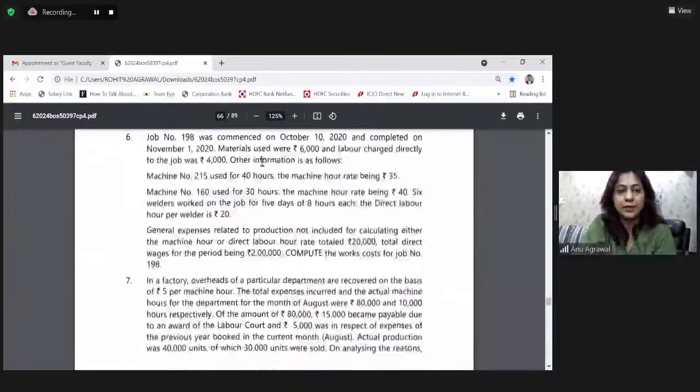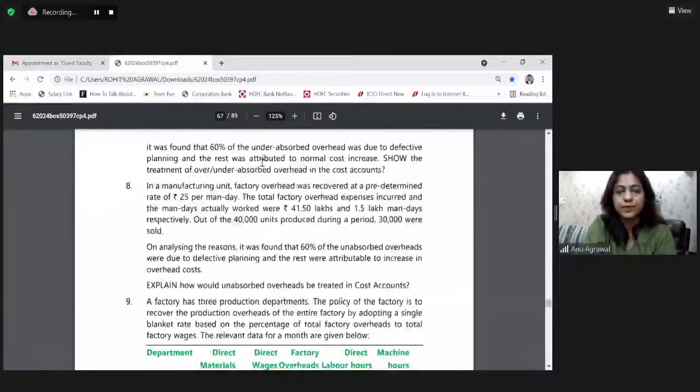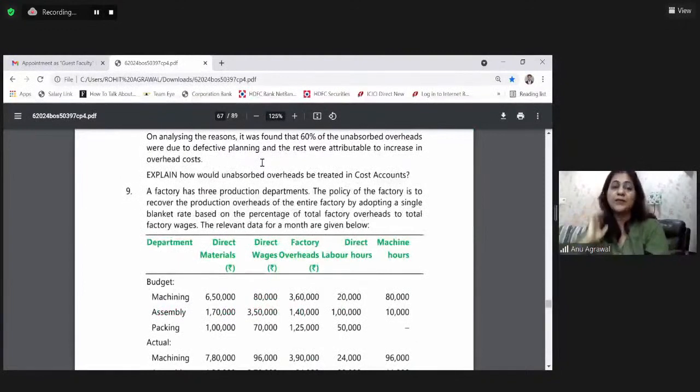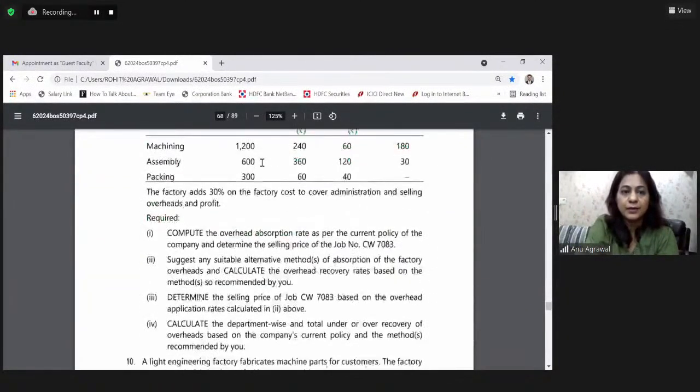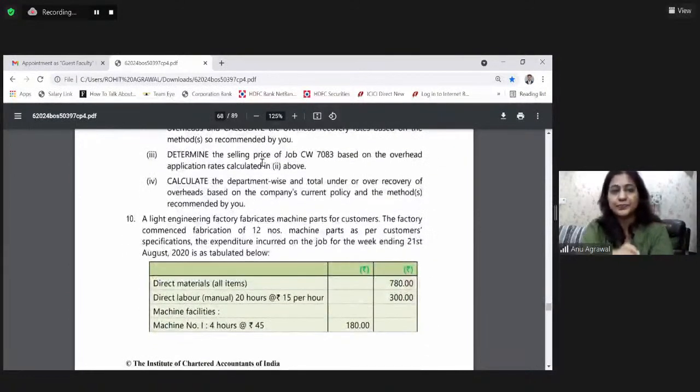Question number 10. In fact, this is 9. Question number 10. A light engineering factory fabricates machine parts for customers.